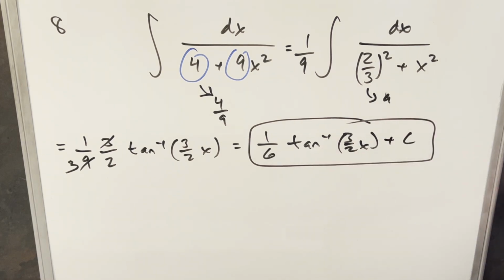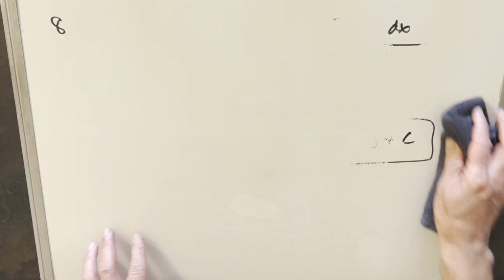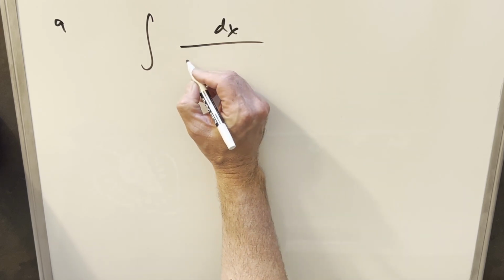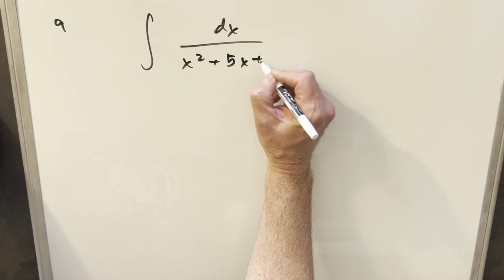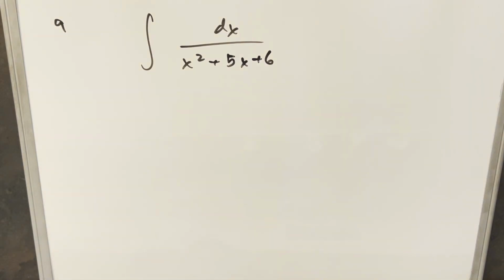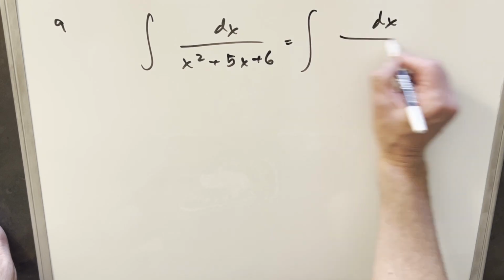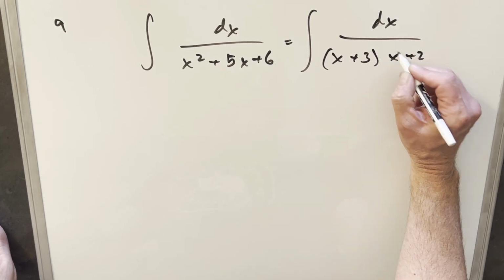Okay, so moving on to number 9. This one doesn't look too bad, I don't think. Number 9, I don't know if this is going to be partial fractions. So it's going to be dx over x squared plus 5x plus 6. Well, this thing can definitely easily be factored. I can factor this as x plus 3 times x plus 2.